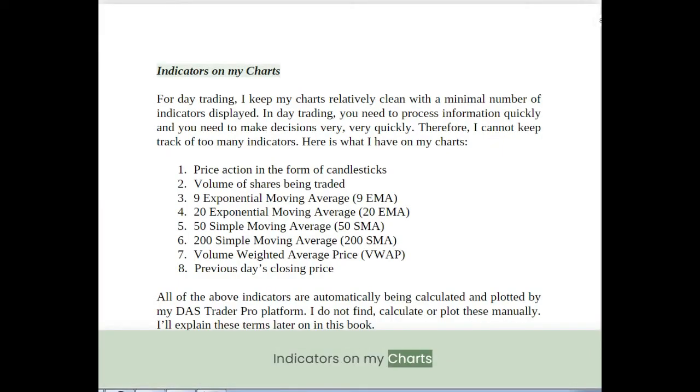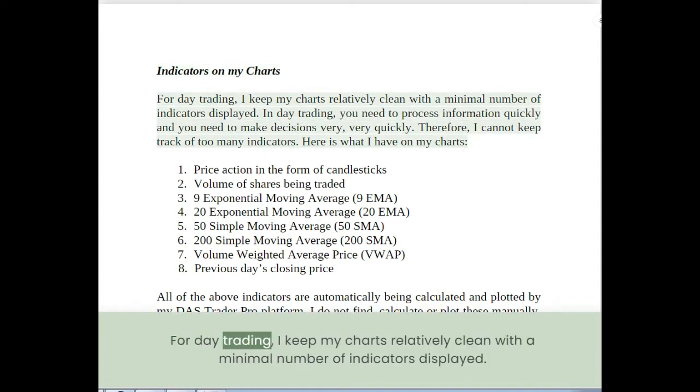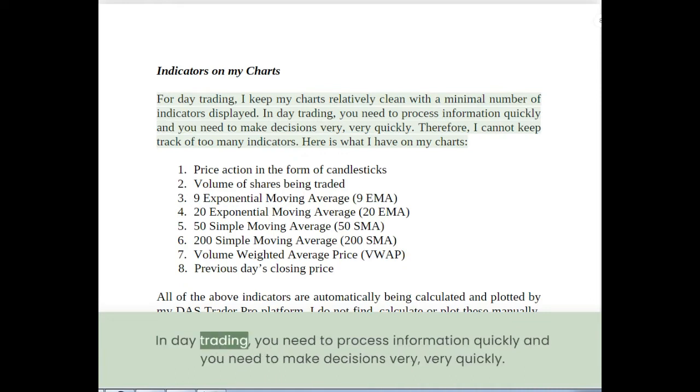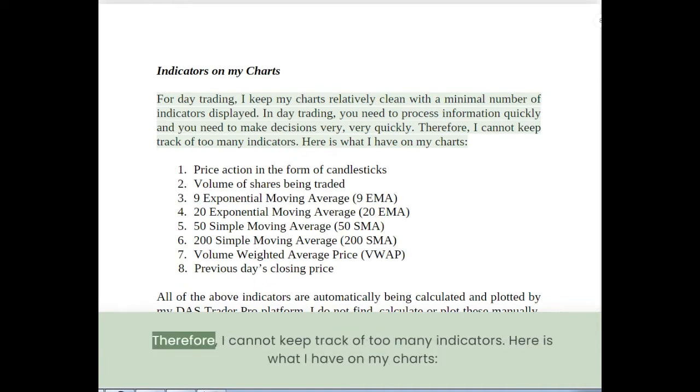Indicators on my charts. For day trading, I keep my charts relatively clean with a minimal number of indicators displayed. In day trading, you need to process information quickly and you need to make decisions very, very quickly. Therefore, I cannot keep track of too many indicators. Here is what I have on my charts.